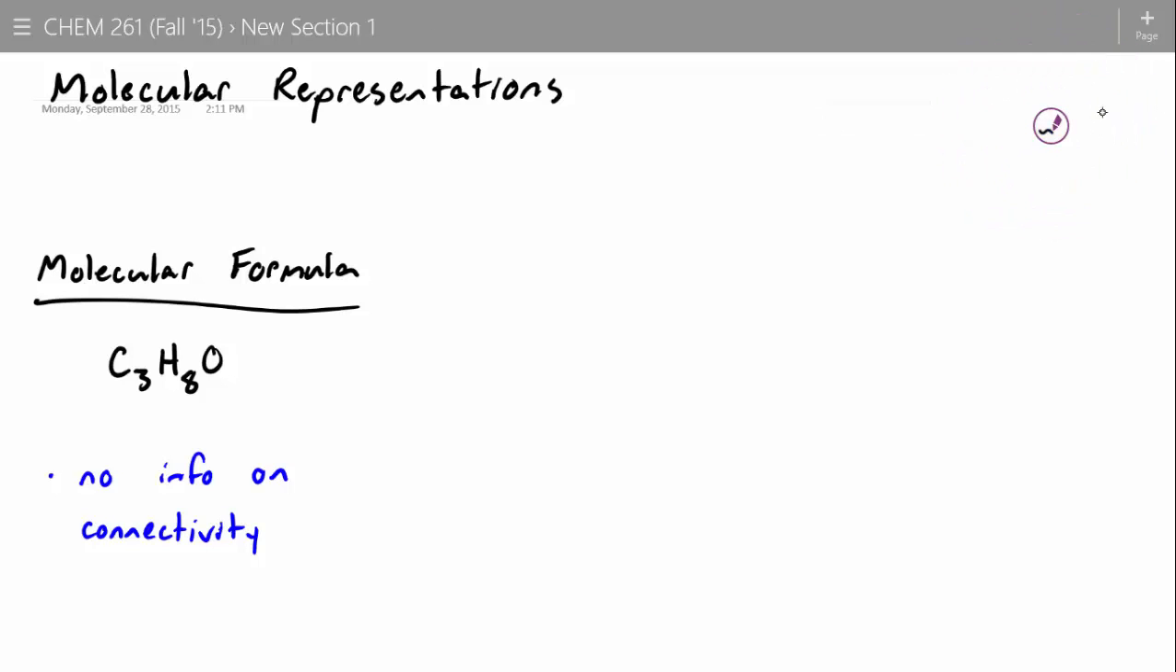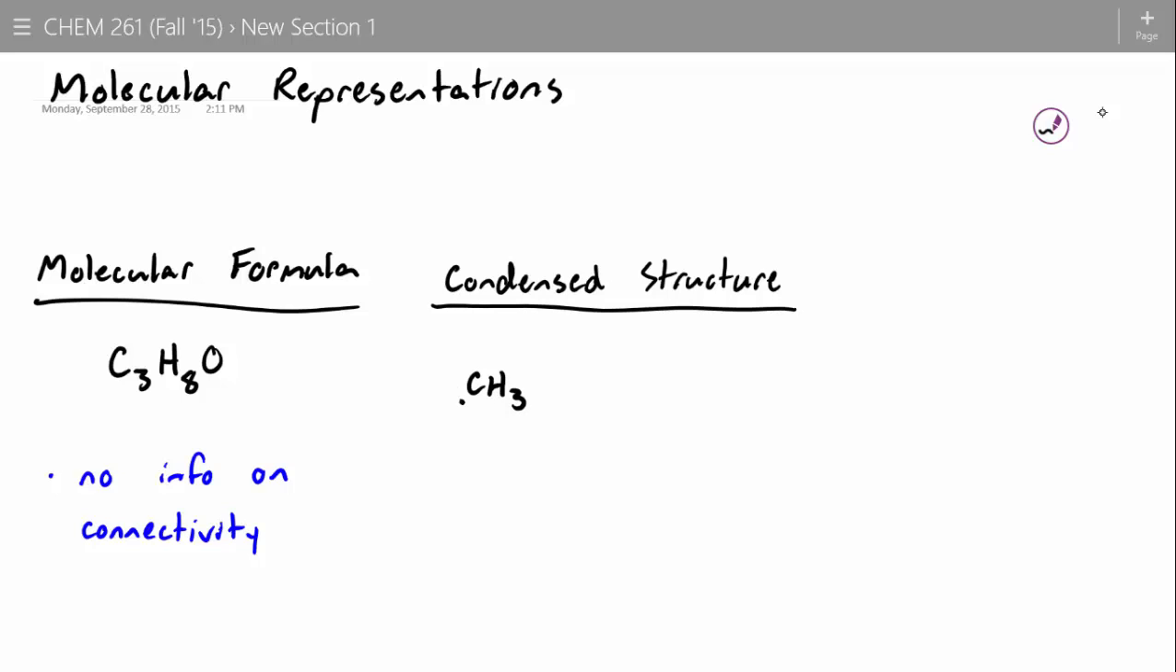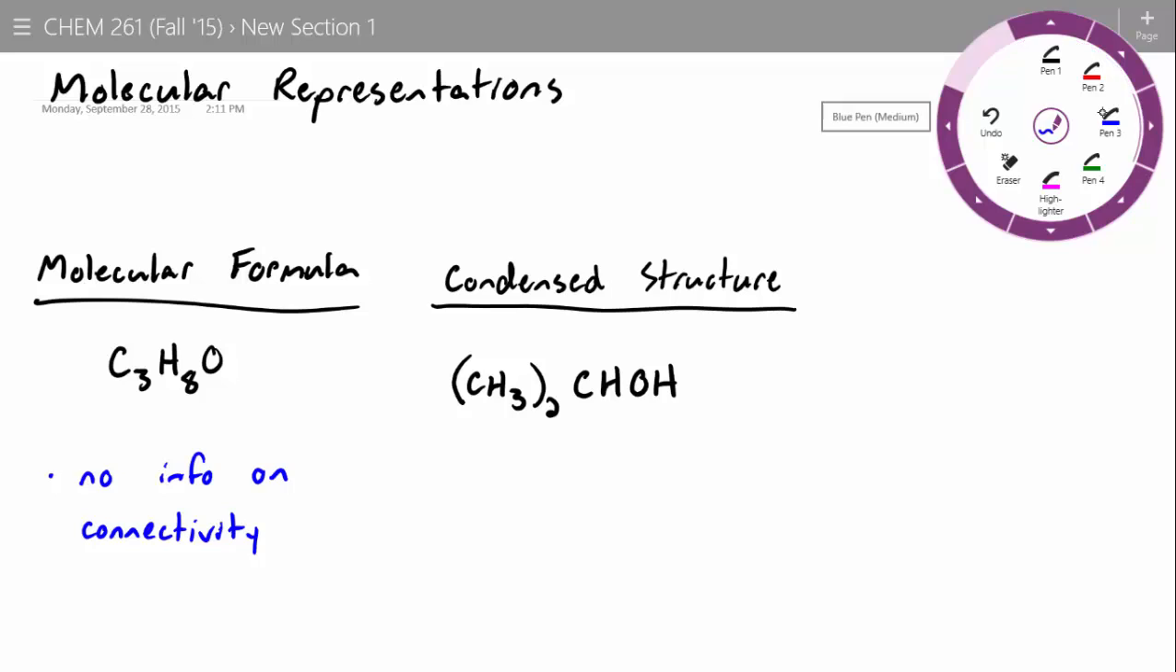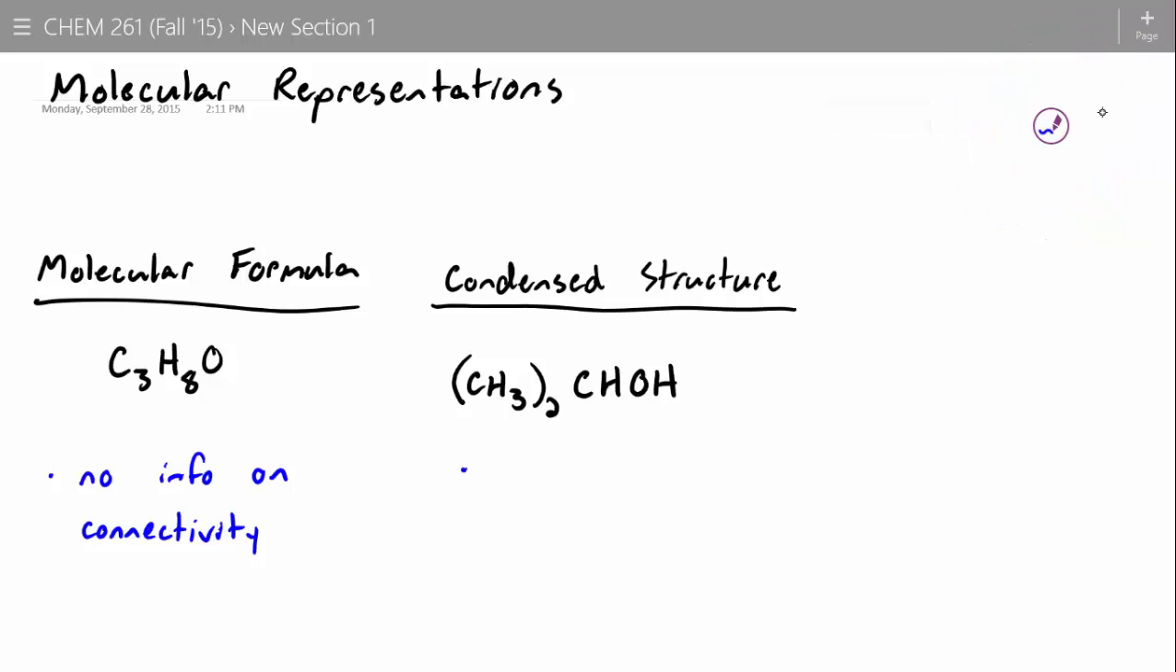There's another one that's a little bit better, but still not my favorite. And this is the condensed structure. The condensed structure, what we do is we try to lump similar groups together. So in this case, we've got 2 CH3 groups, so we put a bracket around them and put a 2. And then we've got a CH and OH. And what this does is it gives you a rough idea of connectivity by grouping similarities.